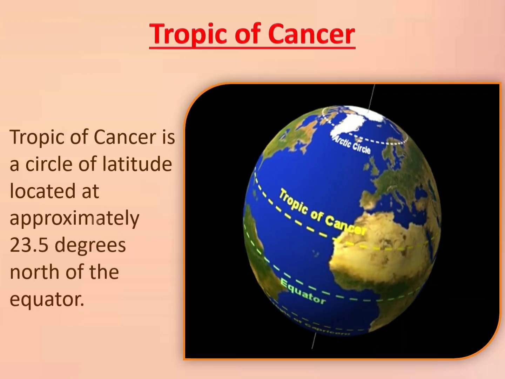Tropic of Cancer. Tropic of Cancer is a circle of latitude located at approximately 23.5 degrees north of the equator, right? So you can see Tropic of Cancer is above the equator. You can see in the image I have shown the yellow line, right? That is Tropic of Cancer.